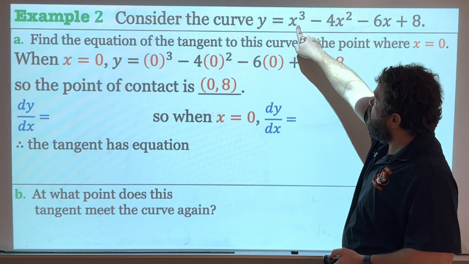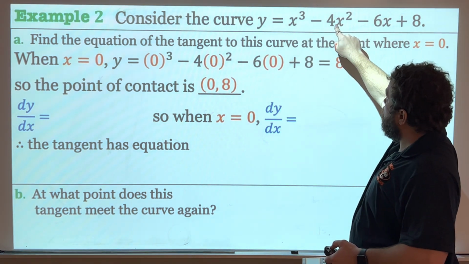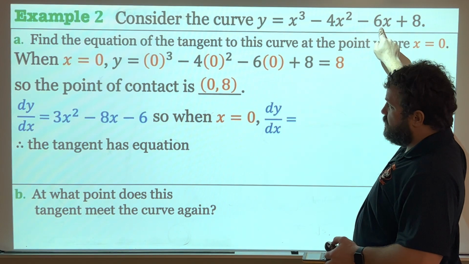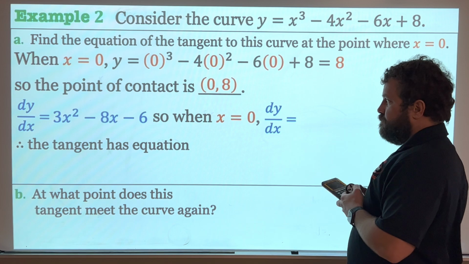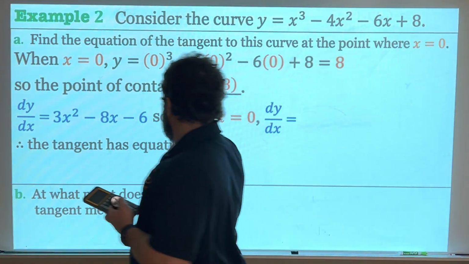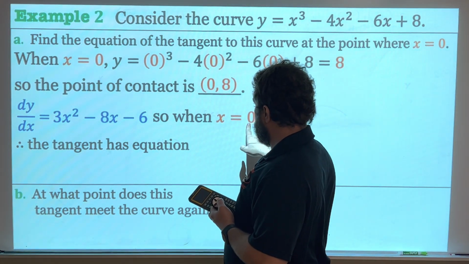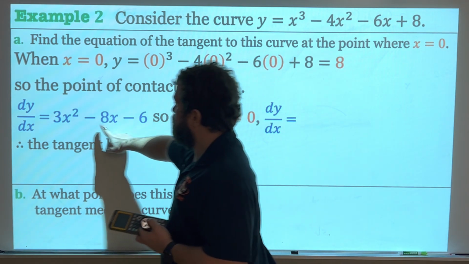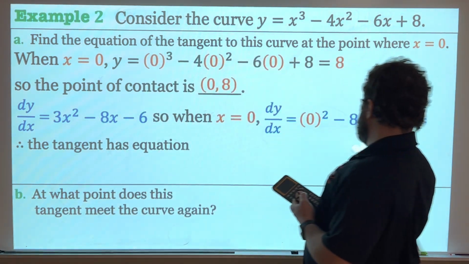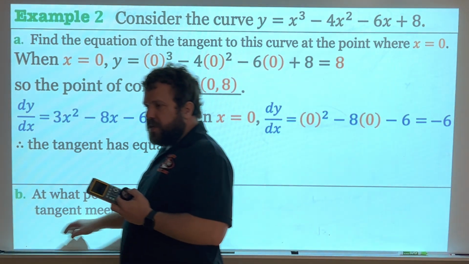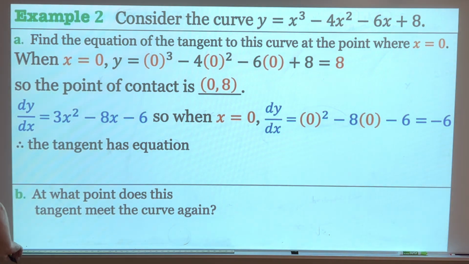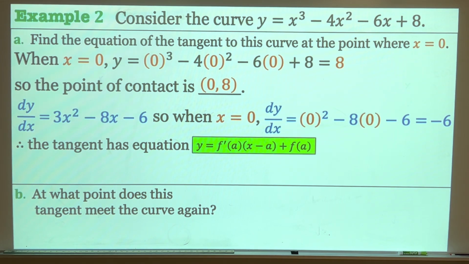Derivative: 3x squared, negative 4 times 2x, negative 6 times 1, is 3x squared minus 8x minus 6. So when x is 0, 3 times 0 squared, minus 8 times 0, minus 6 is negative 6. All right, so we got a bunch of good things here, right? What do we got working for us here? We're going to be using our tangent line equation. So let's see what we got.